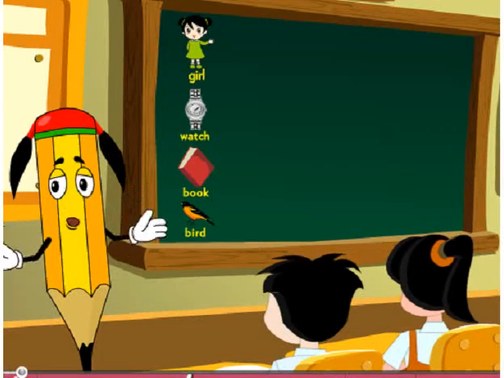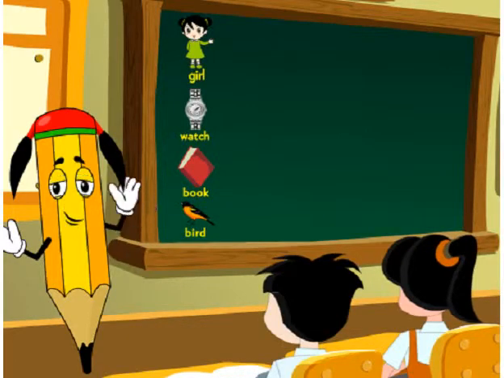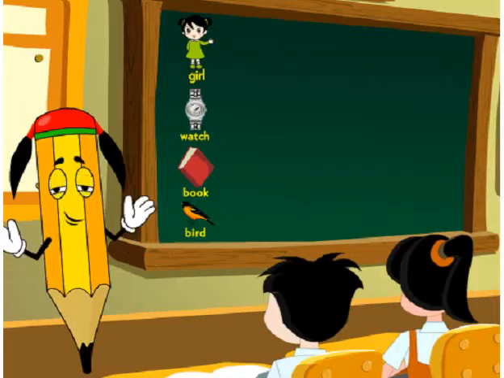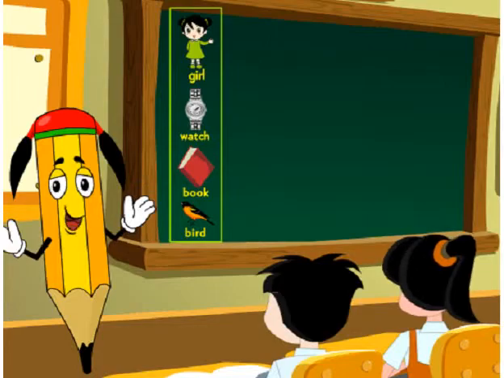Hello, see the pictures on your screen. Girl, watch, book, bird. What do you find? Don't you find each item is one in number? Thus, we may say that they are singular in number. These words are called singular nouns.